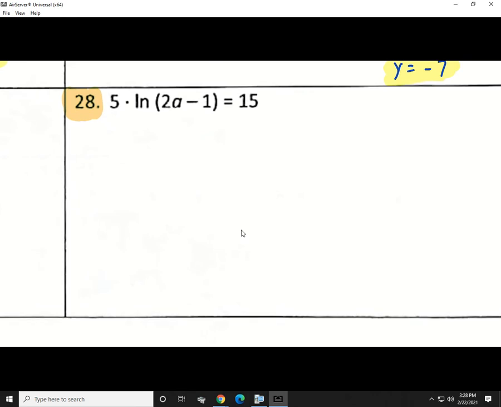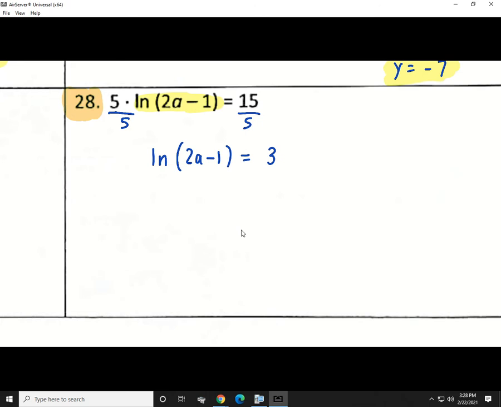So the first thing we got to remember when this is a logarithmic problem like this is you've got to isolate this. You got to isolate this. So the only thing that's there that needs to move is this 5. And it's being multiplied by that. So hopefully you guys remember, to get rid of multiplication, we divide. So if I divide by 5 on both sides, I'm going to be left with ln of the whole argument, 2a minus 1, equals 15 divided by 5 is 3. So we're ready to solve this problem because it's now isolated.